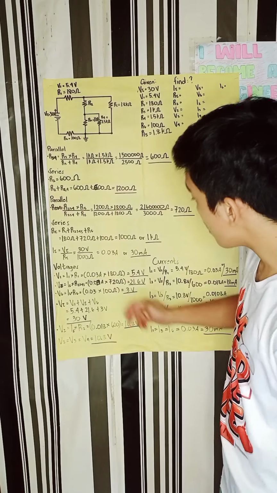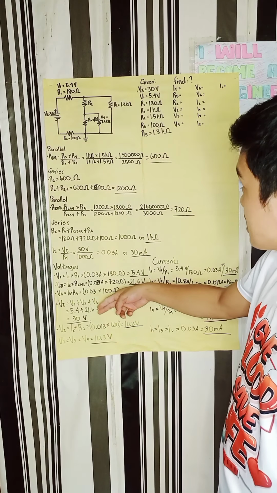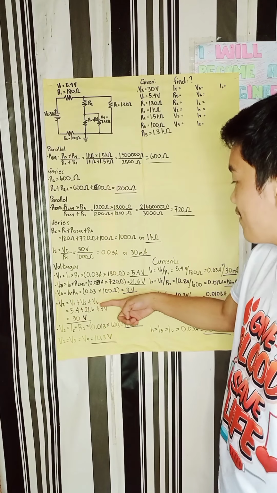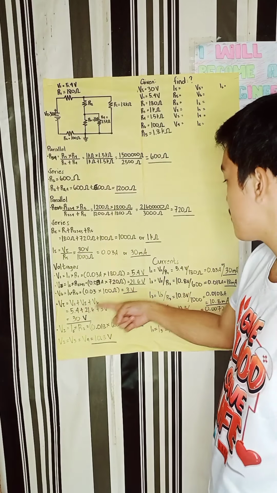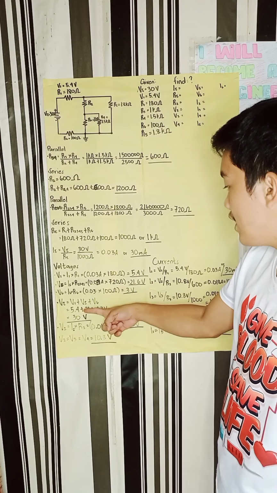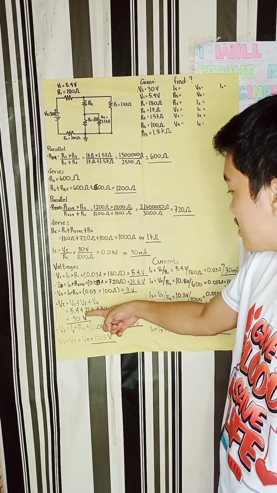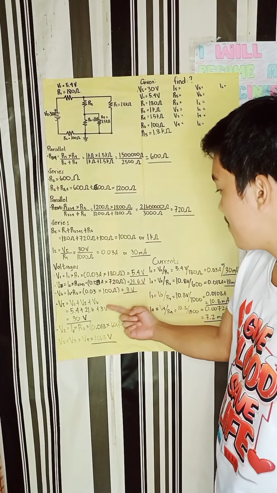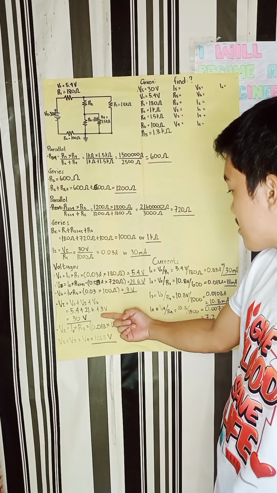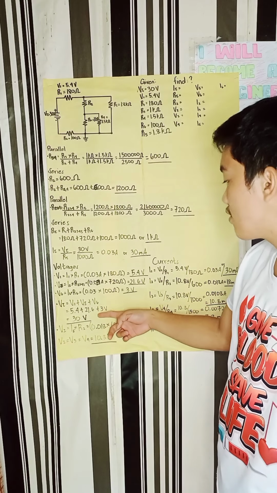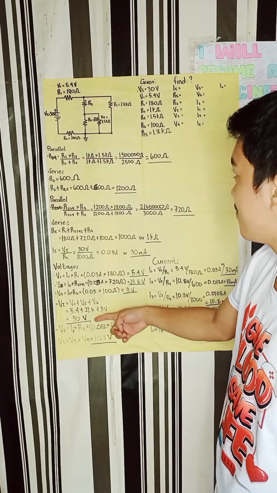On a series circuit, the total voltage is equal to V1 plus V5 plus V6. V1 is equal to 5.4 volts, the V2, 3, 4, and 5 or the V5 is equal to 21.6 volts, plus the V6 is equal to 3 volts. So 5.4 plus 21.6 plus 3 volts is equal to 30 volts.